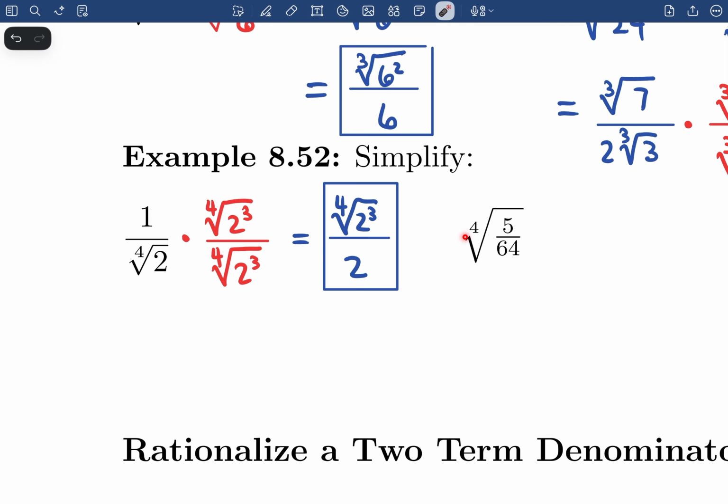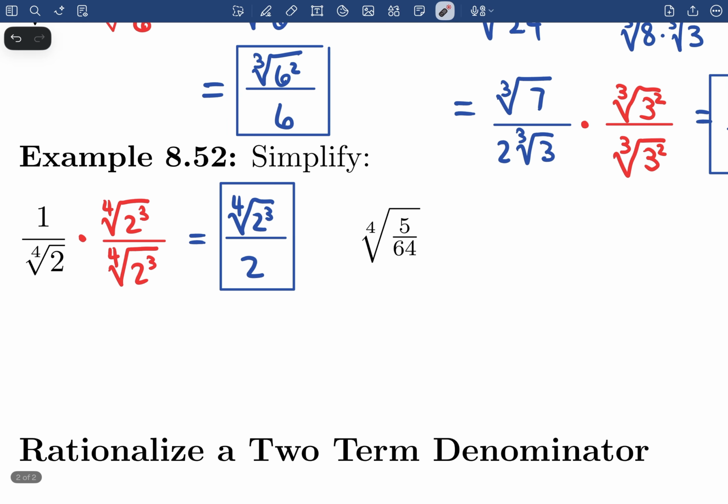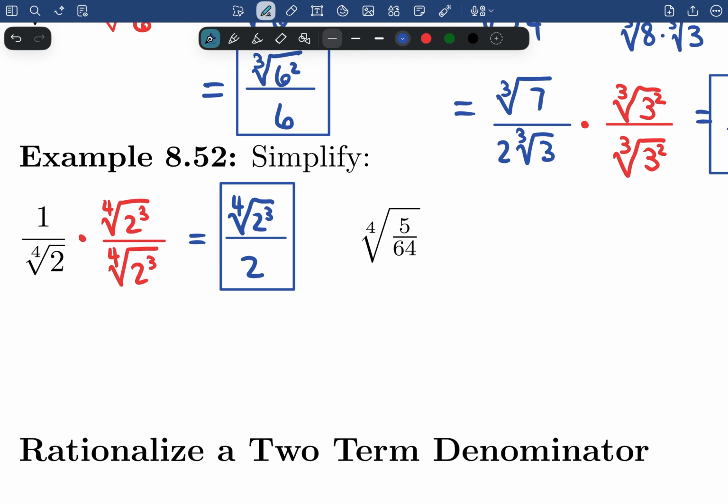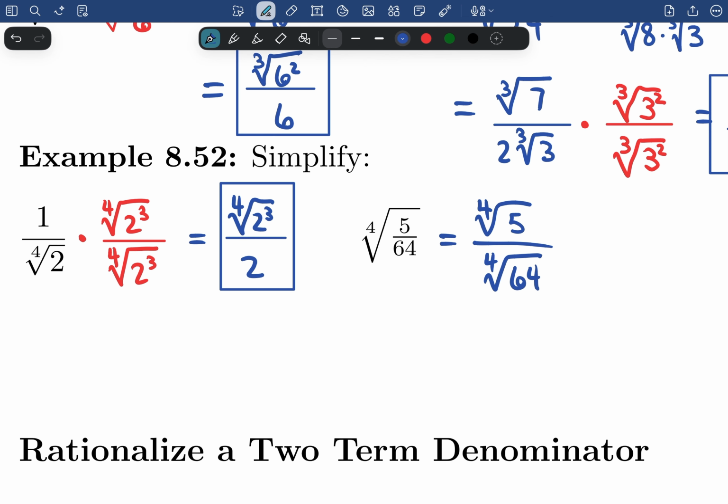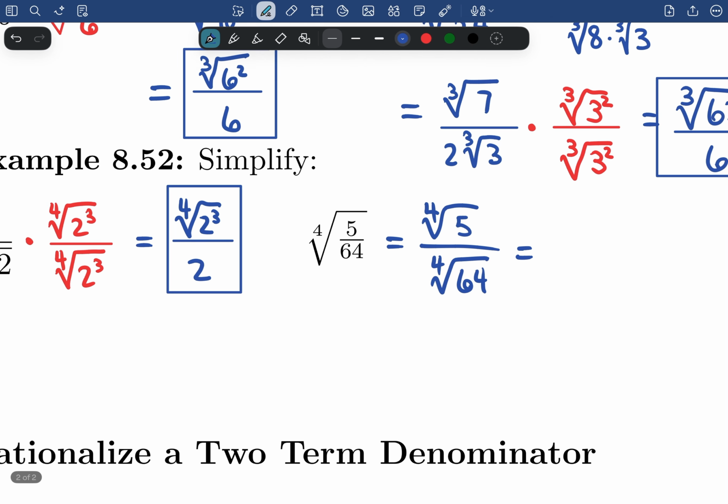And now I'll address this radical, the fourth root of 5 over 64. So I've got this fraction in the radical, and my brain says, hey, use the quotient property to split this into the fourth root of 5 divided by the fourth root of 64. Okay, now that I've done that, well, I need to rationalize this denominator. I need to get rid of this radical there. Maybe I can use the product rule to simplify the bottom radical.